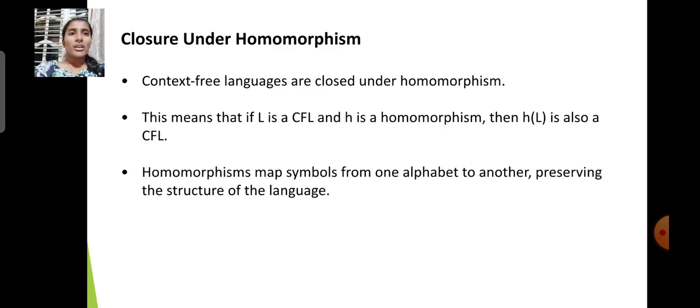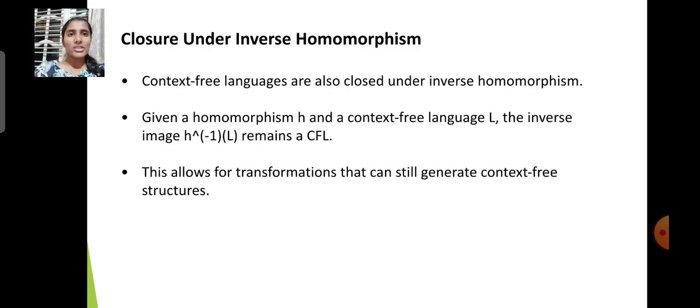Closure under homomorphism. Context-free languages are closed under homomorphism. This means that if L is a CFL and h is a homomorphism, then h of L is also a CFL. Homomorphisms map symbols from one alphabet to another, preserving the structure of the language.